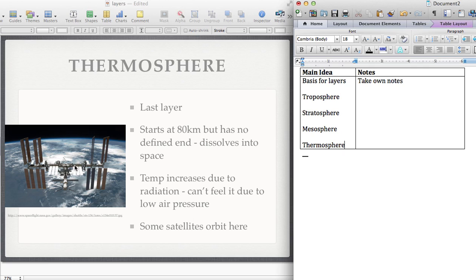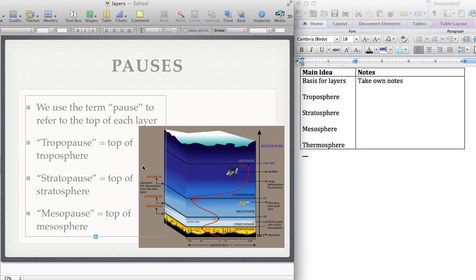The International Space Station orbits towards the top of the thermosphere. So there's little bits of air that hit the space station as it moves through its orbit. That actually slows it down, and every couple years they have to boost the space station back up to a higher orbit because as it slows down, it starts to fall closer to Earth. So that's our last layer, the thermosphere.